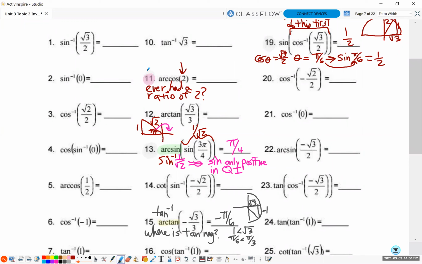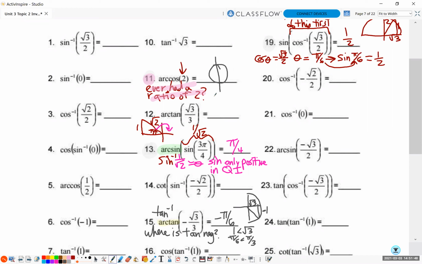Number 11, arc cosine of 2, inverse cosine of 2. Have you ever heard of a ratio that's 2? Have you ever had a ratio that was 2? It might have a 2 in the numerator or denominator, but have you ever had a ratio that was 2? No, that's outside the unit circle. So if it's outside the unit circle, the answer is undefined.